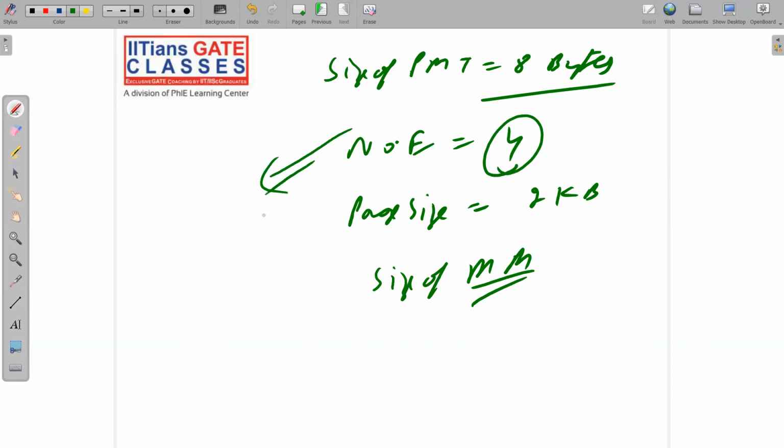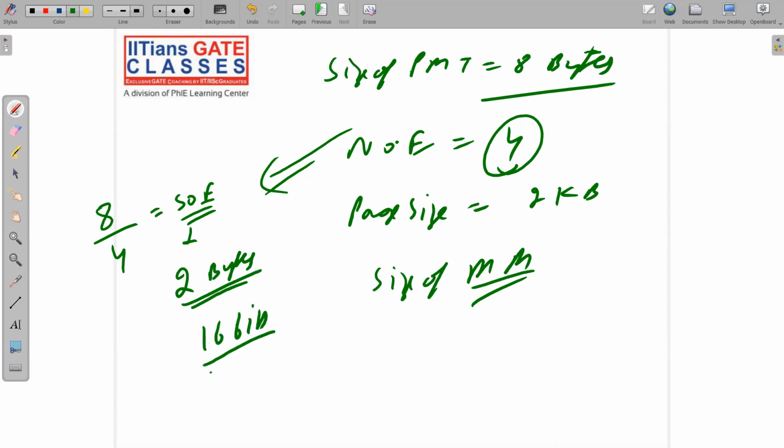Now it is a very tricky question, so try to focus here. PMT size is 8 bytes. The number of entries is 4. So size divided by number of entries will give us the size of entry. What will be the size of each entry? 2. What is this 2? This is 2 bytes, that means 16 bits. So each entry size is 16 bits.